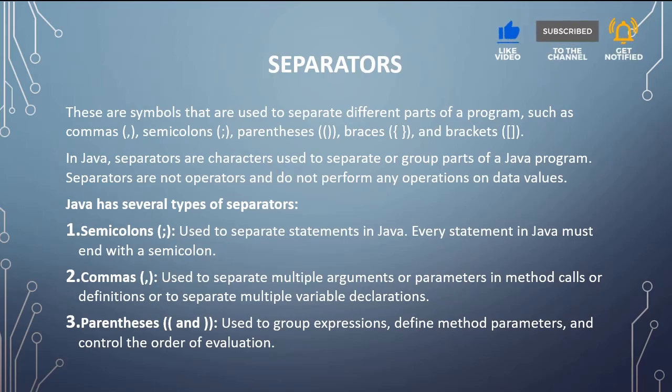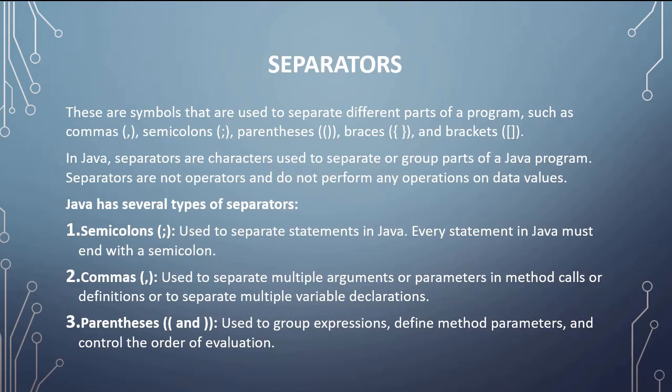These are symbols that are used to separate different parts of a program, like commas, semicolons, parentheses, braces and brackets. Separators are characters only used to separate or group parts of a Java program. Separators are not operators and don't perform any operations on data values. We will see one by one.